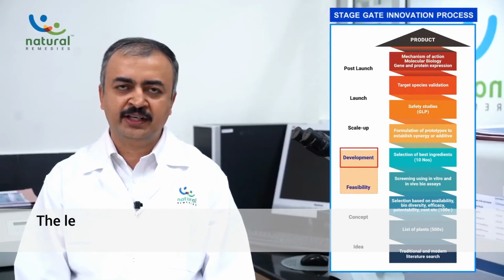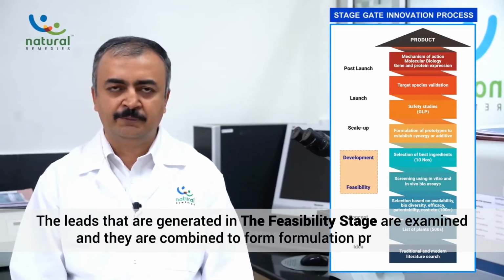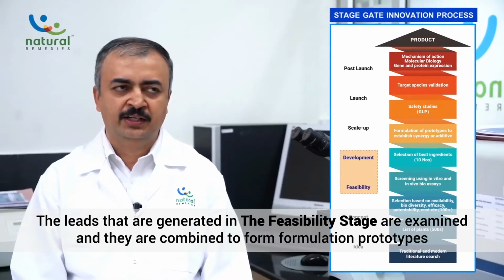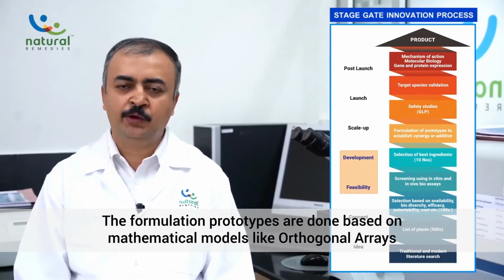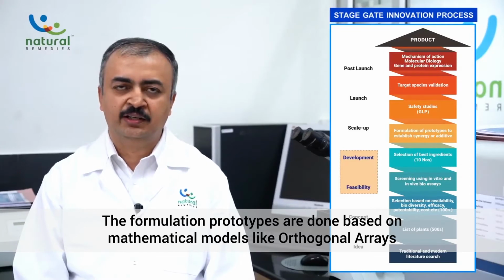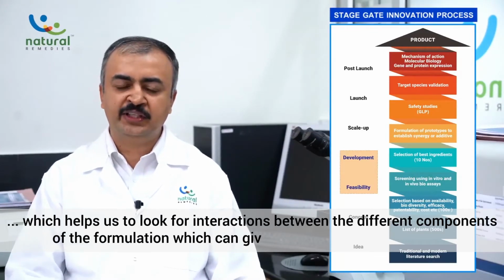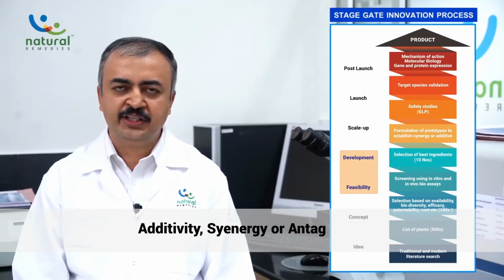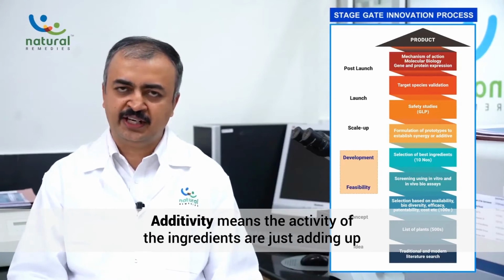The leads that are generated in the feasibility stage are examined and they are combined to form formulation prototypes. The formulation prototypes are done based on mathematical models like orthogonal arrays, which help us to look for interactions between the different components of the formulation, which can give rise to 3 possible situations: additivity, synergy, or antagonism. Additivity means the activity of the ingredients are just adding up.